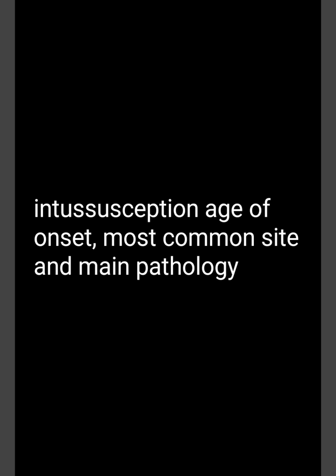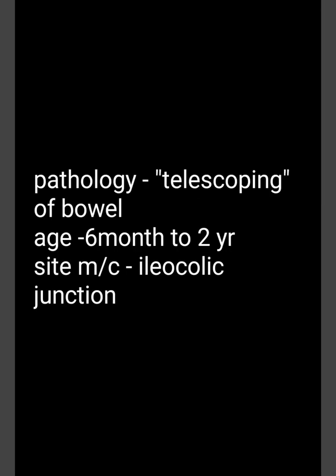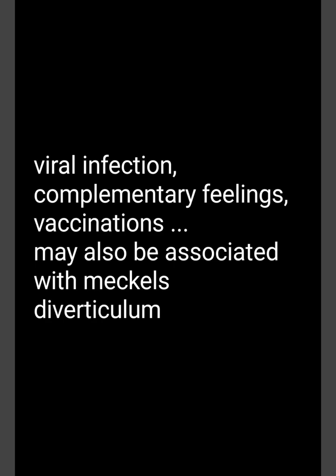Intussusception: age of onset, most common site and main pathology. Pathology: telescoping of bowel. Age 6 months to 2 years. Most common site is the ileocolic junction. Intussusception is mostly secondary to a few conditions, like viral infection, complementary feeding, vaccinations. May also be associated with Meckel's diverticulum.